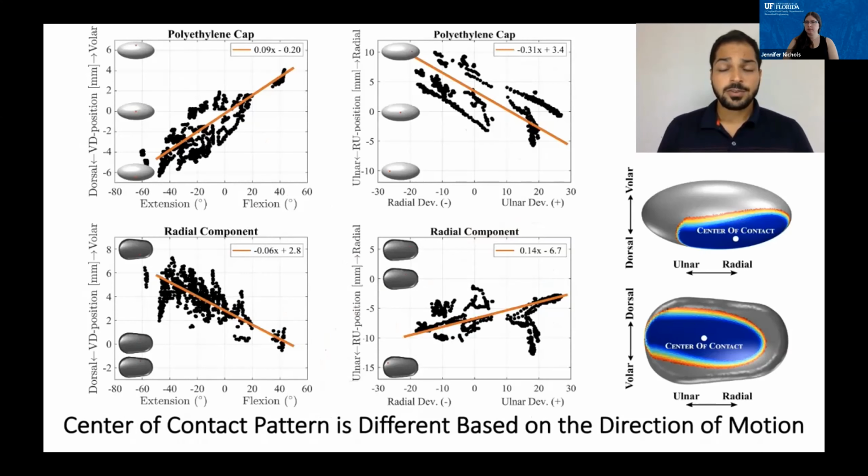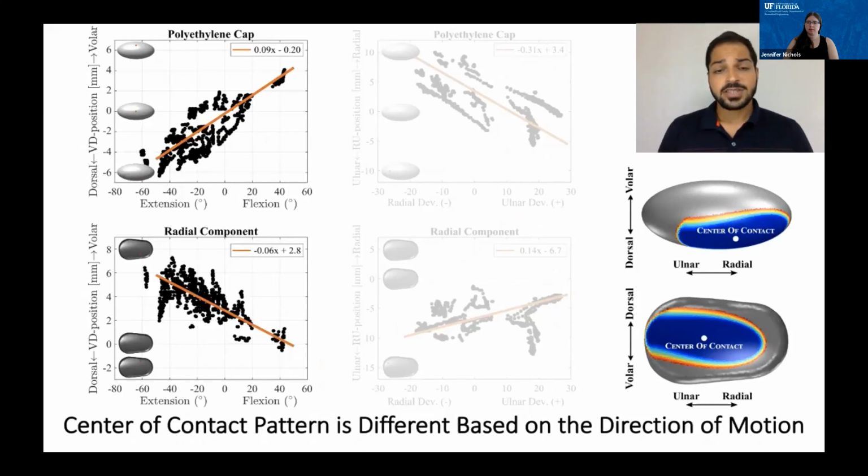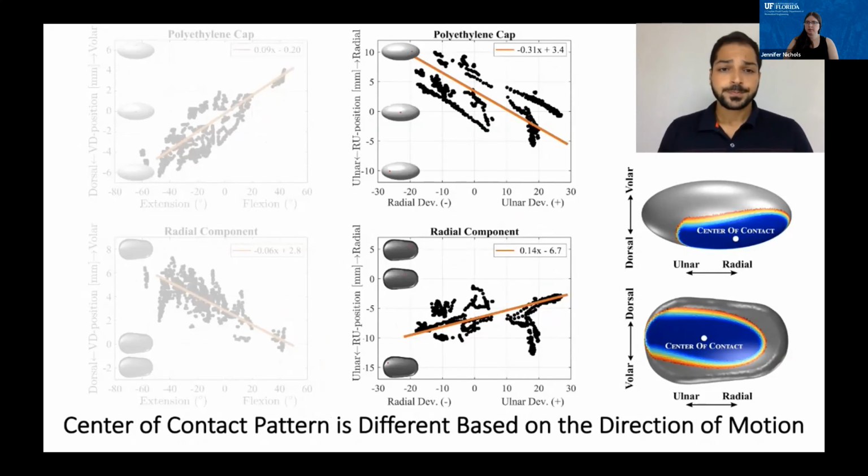Using mixed models, we evaluated these relationships in a mathematical sense. From extension to flexion, we observed the center of contact moved 10.8 millimeter from dorsal to volar on the polyethylene cap and moved 7.2 millimeter from volar to dorsal on the radial component. From radial to ulnar deviation, the center of contact moved 12.4 millimeter from radial to ulnar on the polyethylene cap and moved 5.6 millimeter from ulnar to radial on the radial component.